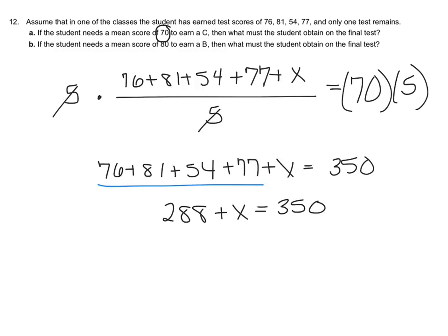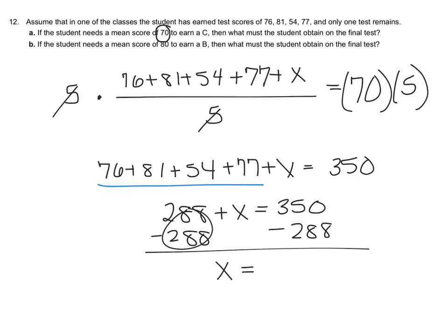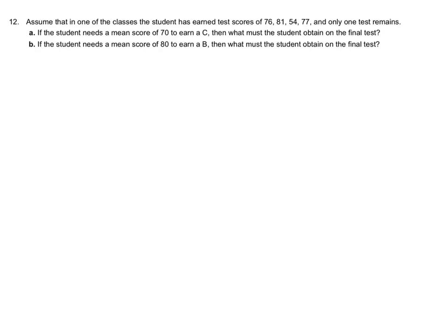Our last step to isolate the X is to subtract 288 from both sides of the equation. So I get X equals 350 minus 288, and we get a value of 62. So the student must obtain a 62 on the final test to get a C. That's the answer to part A. Now I'm going to use the same method to solve part B.